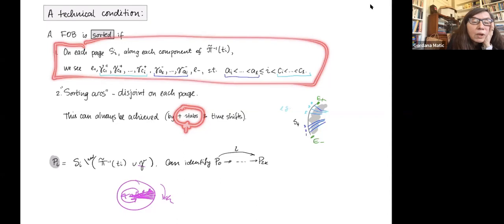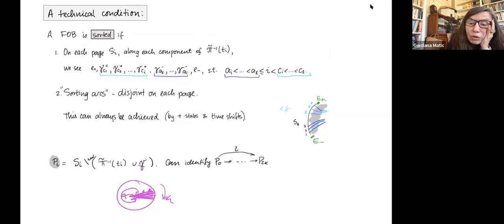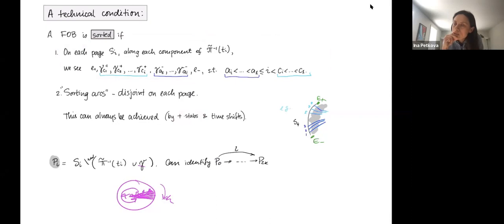Okay, so is this in the end like our partial open book? Because our partial open book is not quite. You can give it the sorted version, right? You can certainly interpret it like that. Yeah, there's a close relation. So you could make things sorted.